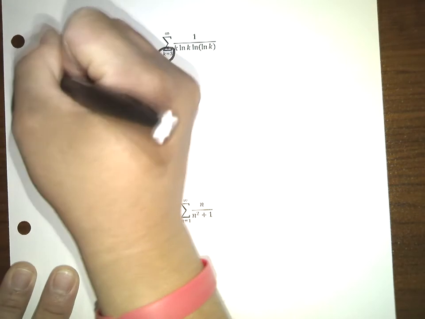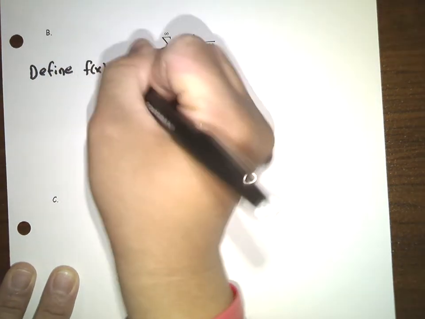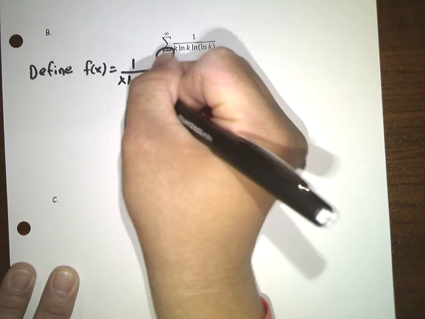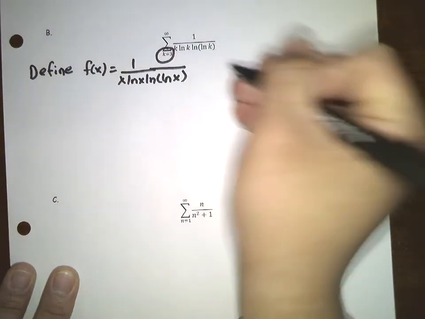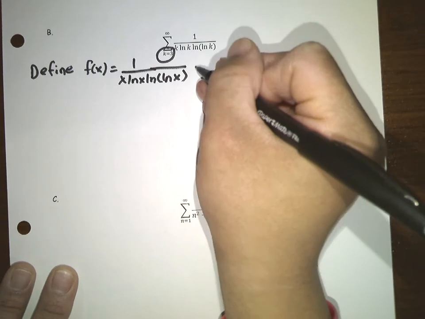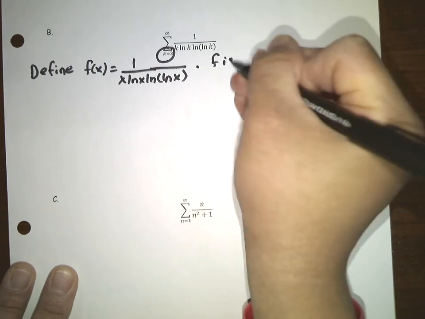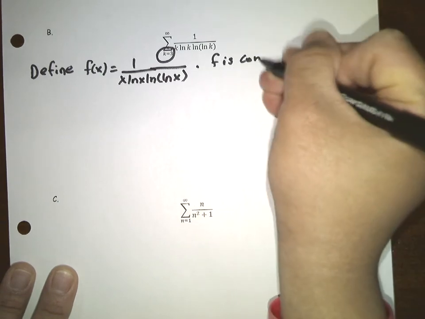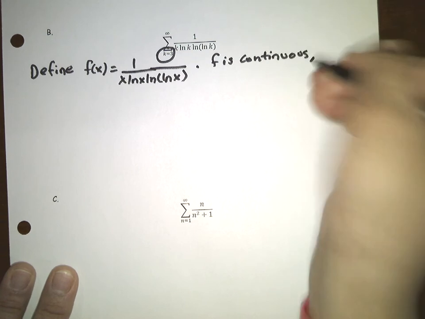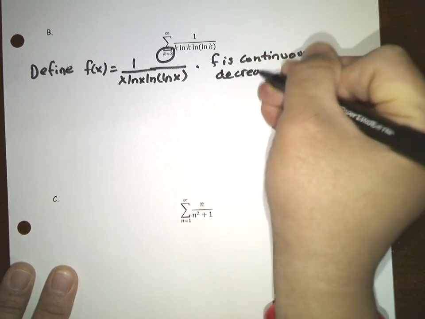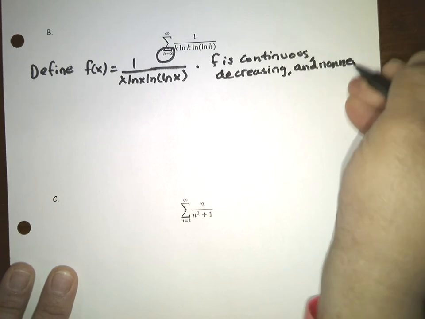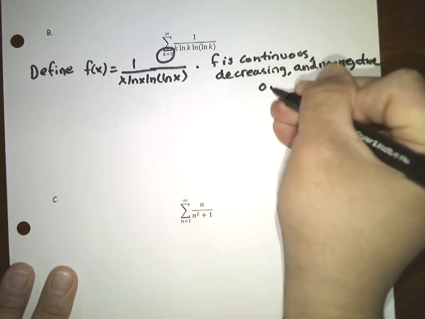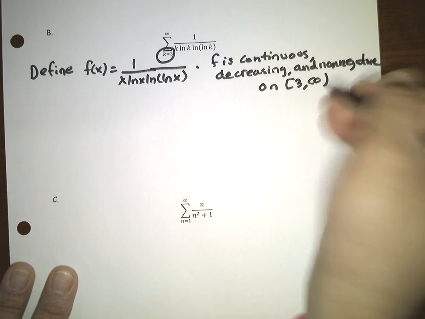So let's start similarly to the last one. Let's define f of x equals 1 over x natural log of x natural log of the natural log of x. And then you can verify, I'll let you verify this, but f is continuous, decreasing, and non-negative on the interval from 3 to infinity.